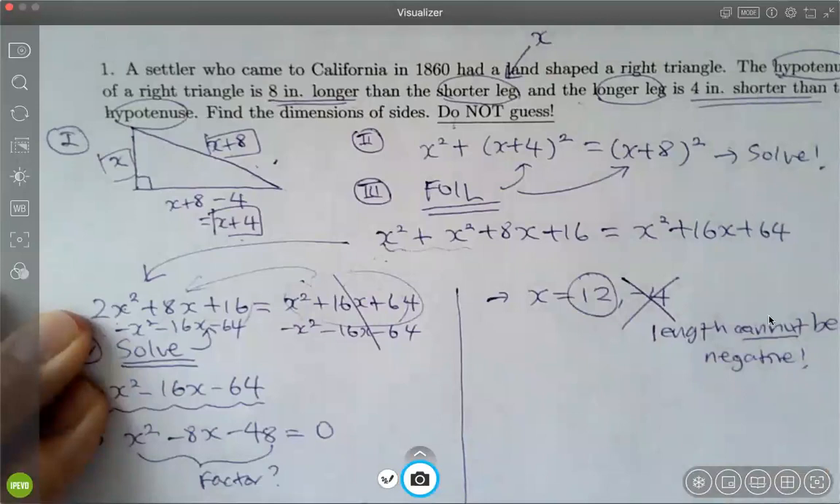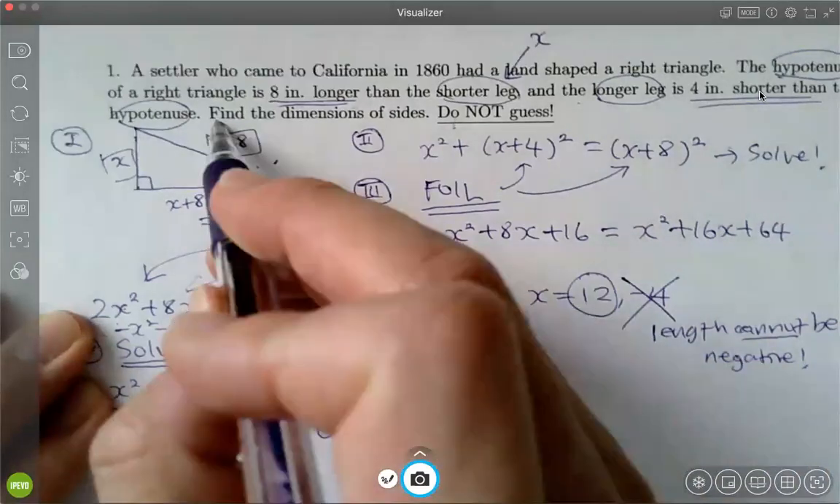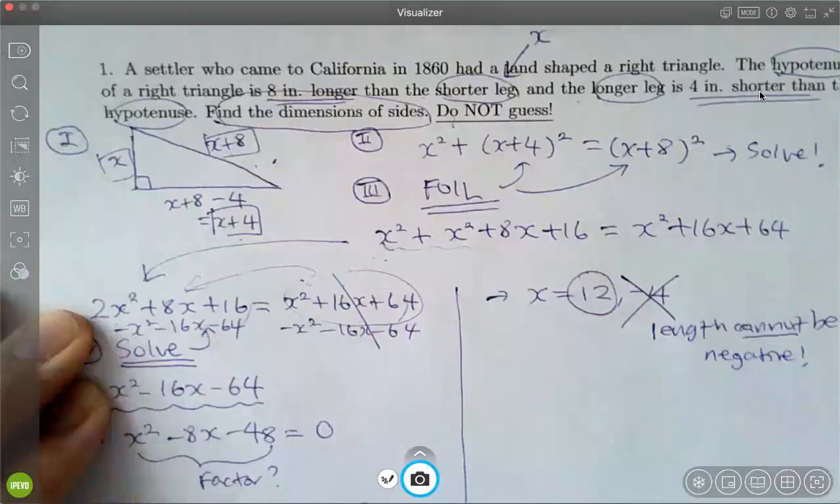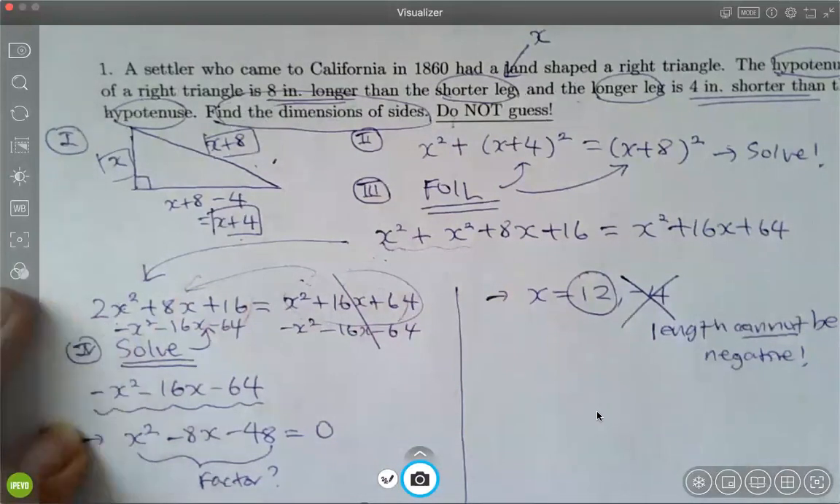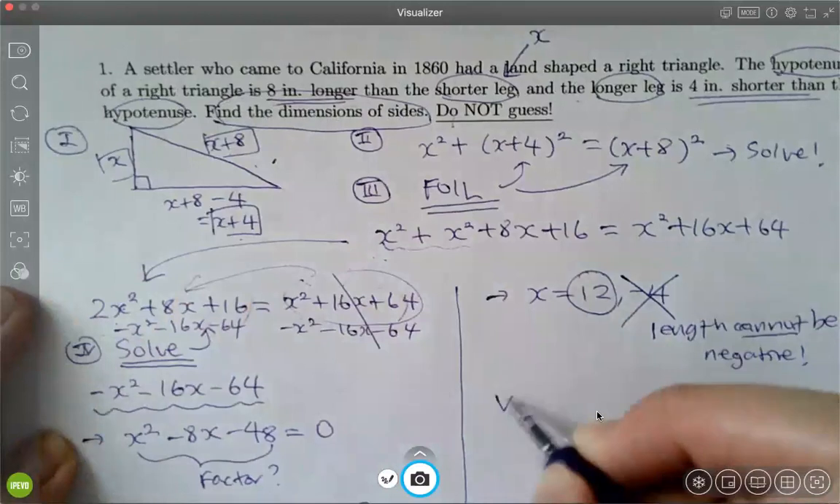Are we done at this point? And the answer is unfortunately no. Unfortunately no. And now, why? Are we trying to find the value of x or are we trying to find something else? The problem says find the dimensions of each side. So what does that mean? 12 is not the answer, right? I mean, it's part of the answer. So what is the real answer?